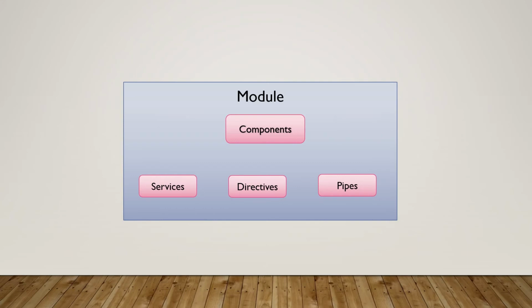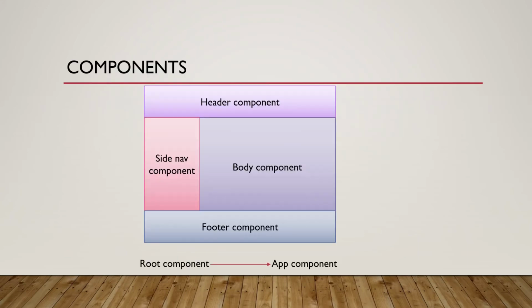Let's have a look at components. A component represents a portion of the view on the web browser. For example, we can have a component for header, footer, side nav, and the main content. Like the app module, every Angular application contains at least one component called the root component. By convention, we call it the app component. All other components will be nested into this app component. Each component contains an HTML template to reference a view in the browser and a class to control that particular view.